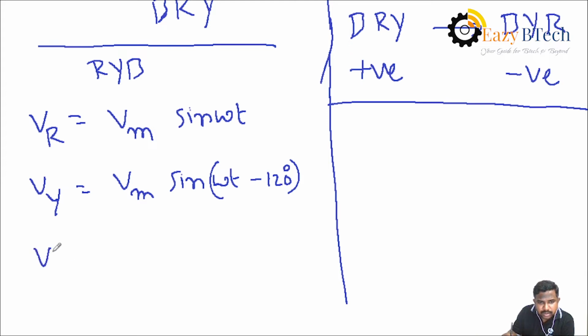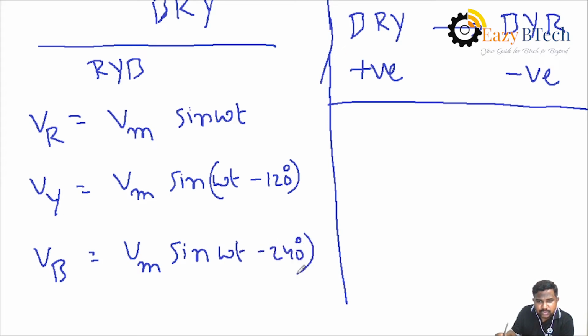With reference R, what is the phase difference between R and B? That is 120 plus 120, 240. That is Vm sin omega t minus 240. These are the three phase equations of R phase, Y phase and B phase.